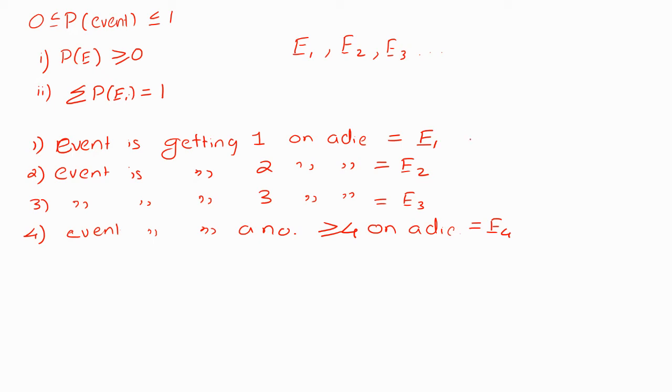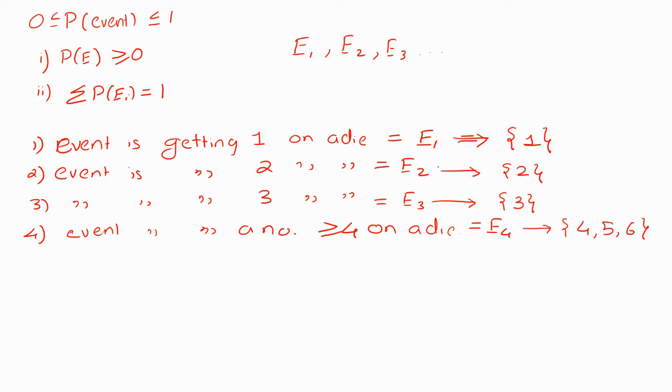Now, what is the sample space of this event E1? The event is getting 1, therefore the sample space is 1. For the event of getting a 2, the required outcome is 2. For E3, the favorable outcome is 3, and for E4 it will be 4, 5, 6, any number greater than or equal to 4.